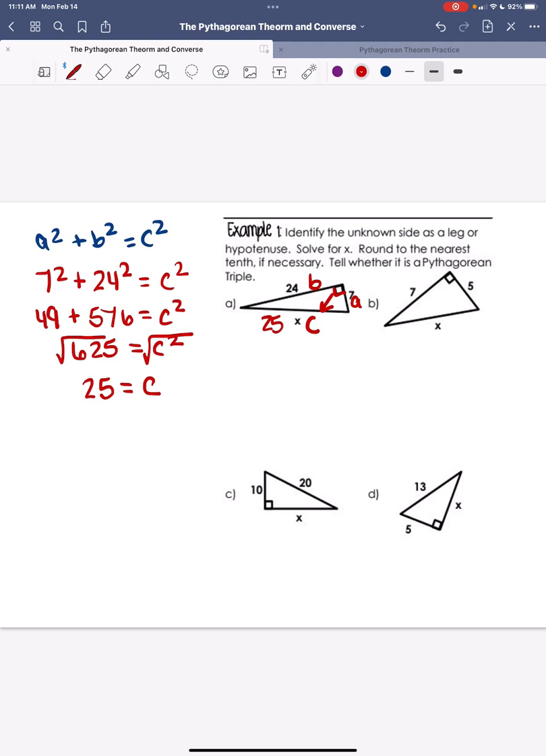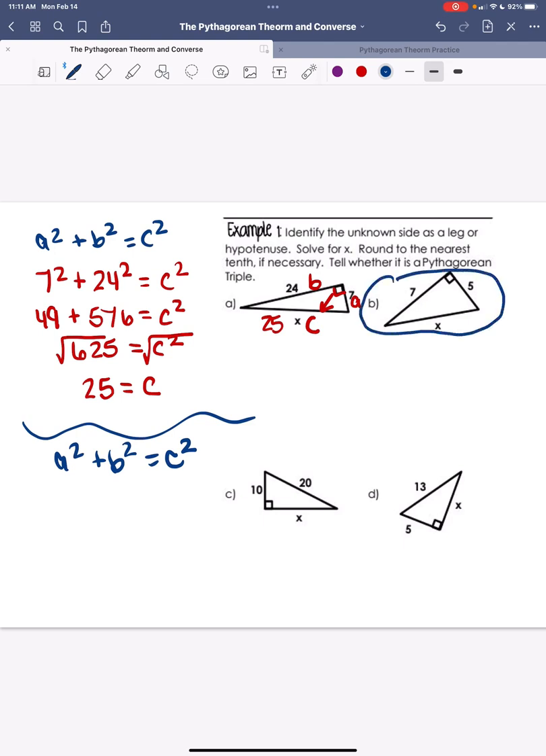Okay, so now if we go down here to the bottom, I'm going to do one where we're actually having to find a leg this time. So again, I'm going to write my formula down: a squared plus b squared equals c squared. I'm going to leave b for you to check. But I will tell you that when you do this one, you should get about 8.6. So make sure you go and do b and make sure that you're getting about 8.6.